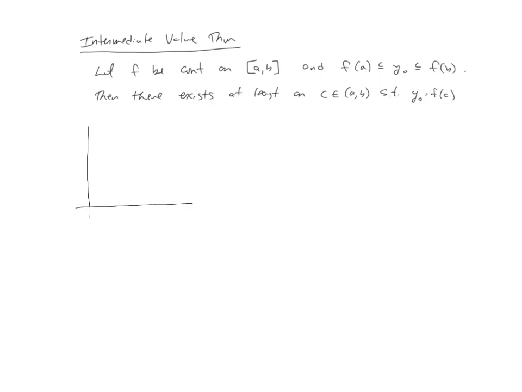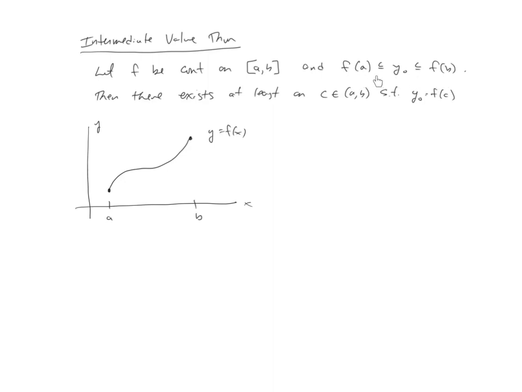I've got some curve. Let's say that this is what we have right here. This is going to be y equals f(x). This guy here is going to be my a, and this guy here is going to be my b. Notice it starts off, f is continuous on a closed interval [a, b], so I went ahead and filled those in. Now, we've got f(a) ≤ y₀ ≤ f(b).